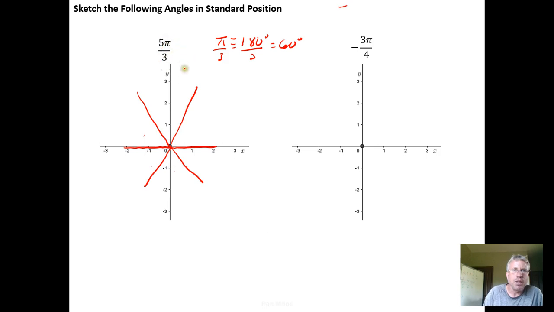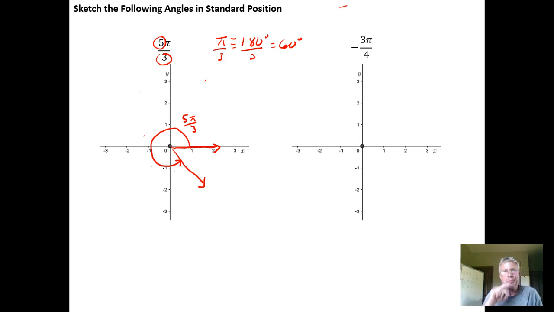And once we use this to chunk the upper half plane into 3 equal sized chunks, this tells us, hey, count out 5 of those pieces. So count. Start on the positive x-axis. Say it's going to be 1, 2, 3, 4, 5. And there is my 5 pi over 3 angle in standard position.